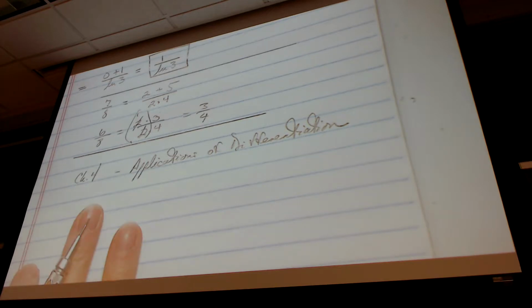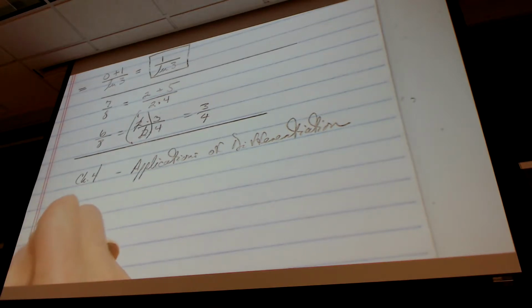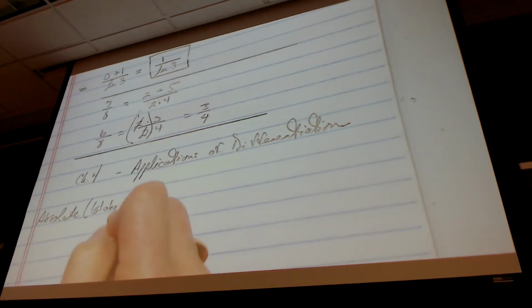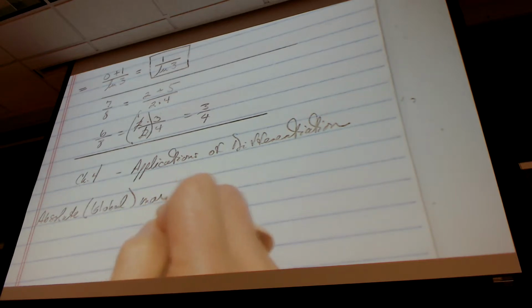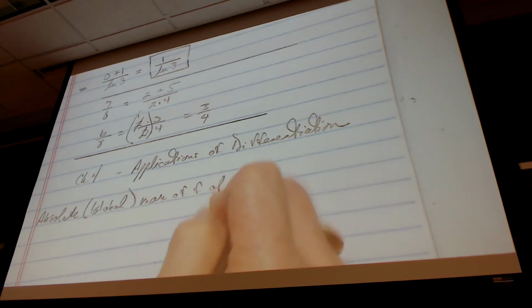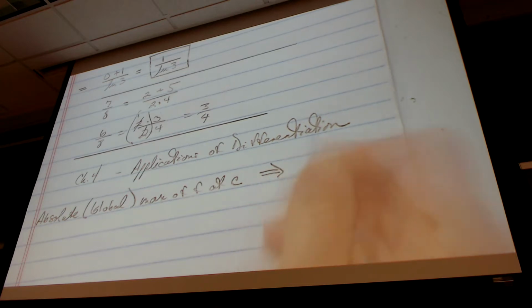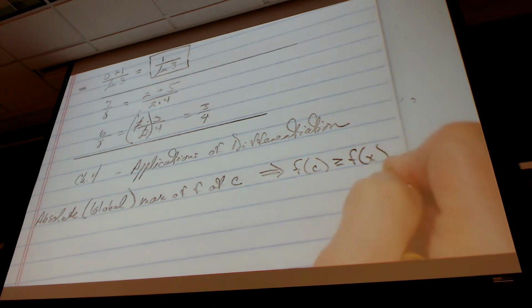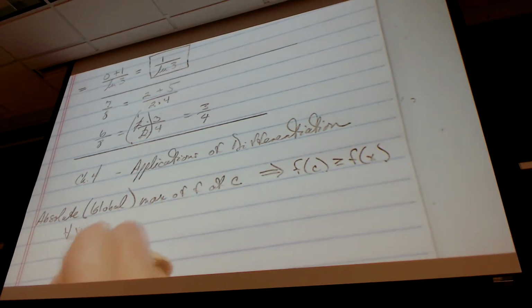Okay, now in this book they talk about something called an absolute max. In other books they might call it a global max. So anyway, I'll probably call it both, absolute or global max of f at c implies f of c is greater than or equal to f of x for all x in the domain of f.